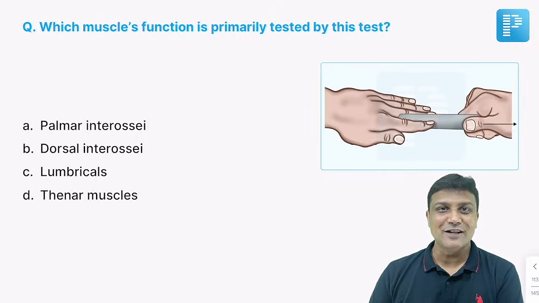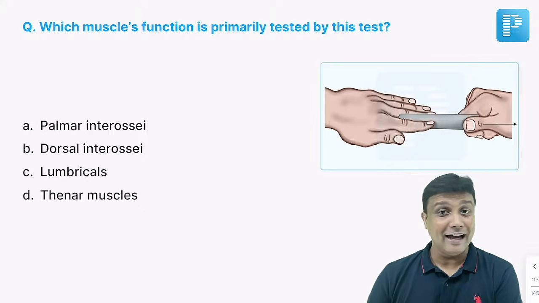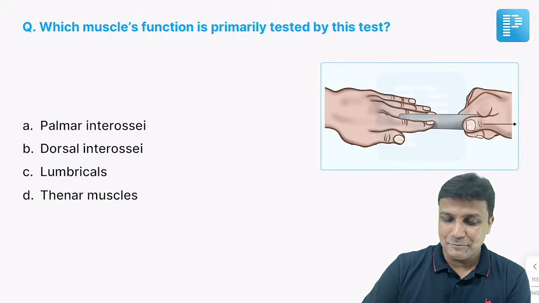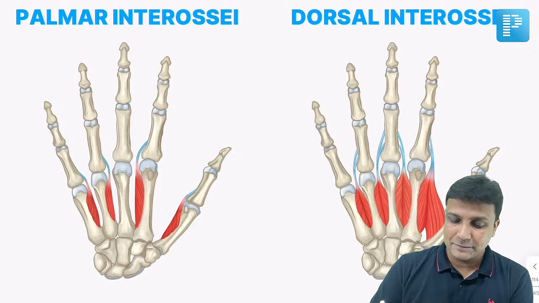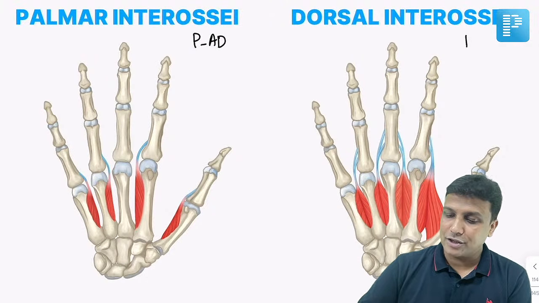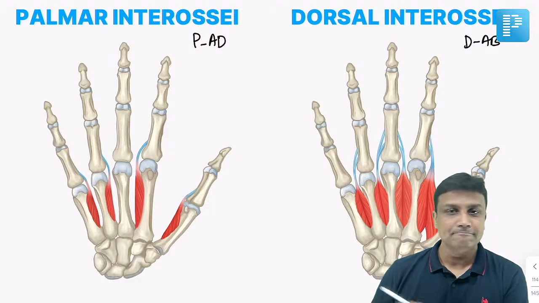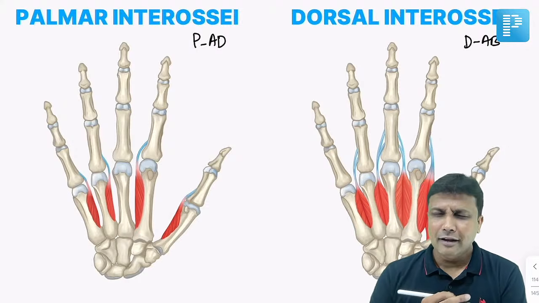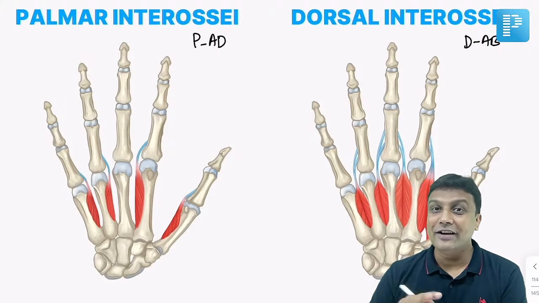Which muscle function is primarily tested by this one? I hope you all remember PAD and DAB. Palmar interossei will be actually helping in adduction of the fingers, and then dorsal interossei will be helping in abduction of the fingers here, sir. This is another hot favorite topic of your INI-CET examiner. They'll be asking multiple questions from the interossei in a different manner.